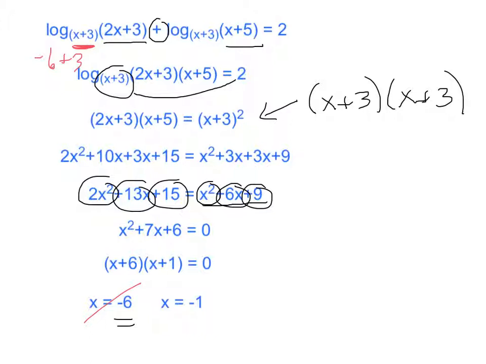Now we're going to take the negative 1 and substitute that in. Let's start off with this base again right here. If we substitute it into the x plus 3, negative 1 plus 3 is positive 2. So that's positive, that's fine. If we substitute it in here, 2 times negative 1 plus 3 is also positive 1. That's fine. We've already plugged it into the other base of x plus 3, so you don't have to do it again. But if you plug it in here, negative 1 plus 5, that's positive 4.